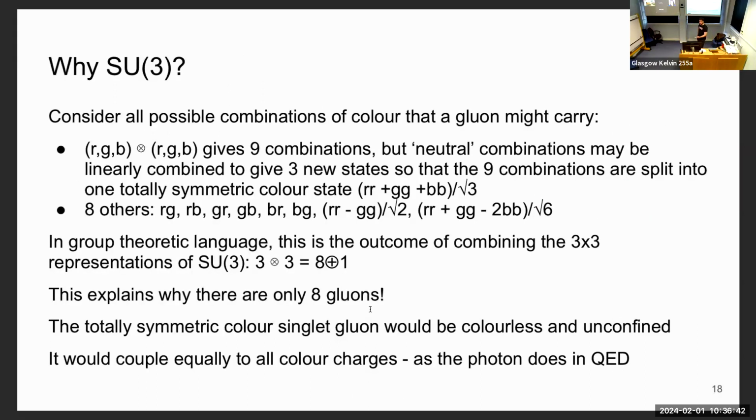So why SU3? Again, if you consider all possible combinations of color that the gluon might carry, in the end you have 9 combinations, but you can actually do a linear combination of the neutral ones: red and anti-red, green and anti-green, and so on. So you can actually lead to 1, plus there are 8 others which are written here. That means in the theoretical language that the outcome is a combination of a 3x3 representation of the SU3 group. That's why there are 8. So there's an octet and a singlet. The singlet has not been observed in nature, so it's only the octet. That's why the 8 gluons have been found experimentally. So that's why the SU3 group works well.